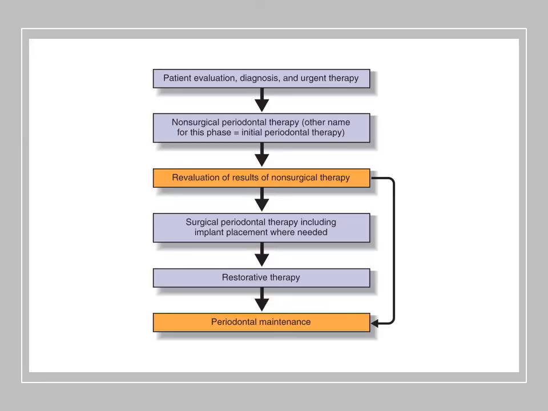So here is a flowchart of that. We have patient evaluation, diagnosis, and urgent therapy. And then we get into the phases. So phase 1, non-surgical periodontal therapy. Another name for this phase is initial periodontal therapy. And then we have the reevaluation of results of non-surgical therapy. Obviously, you bring them back and you take a look at them in their re-eval. And then you can have surgical periodontal therapy if the non-surgical didn't work, if they need it, and then you send them over to the restorative therapy with the dentist, and then they send them back for periodontal maintenance.